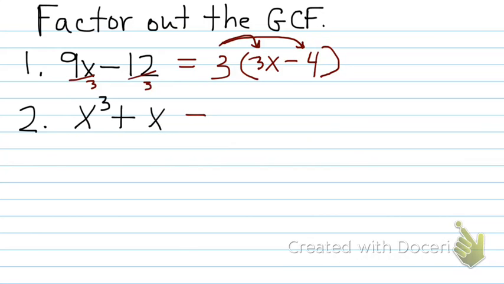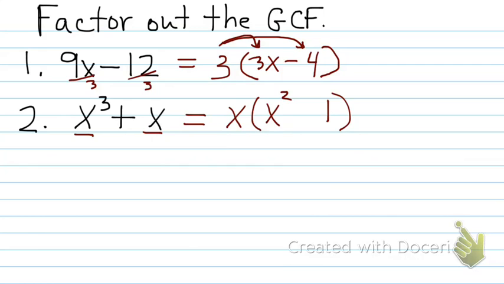Alright, so here the first term has 3 factors of x, and the second term has 2 factors of x. I'm sorry, 1 factor of x, and so we have 1 factor of x in common. And so it's going to be x times, now again, since we have 2 terms here, we're going to have 2 terms inside the parentheses, and x times the first term should be x cubed, so we need an x squared.